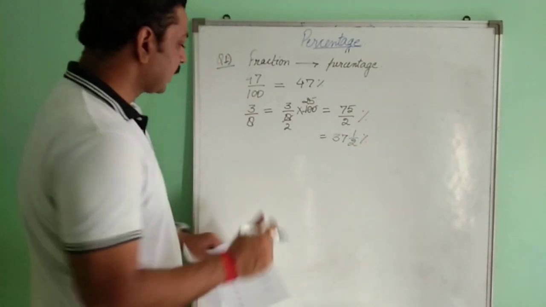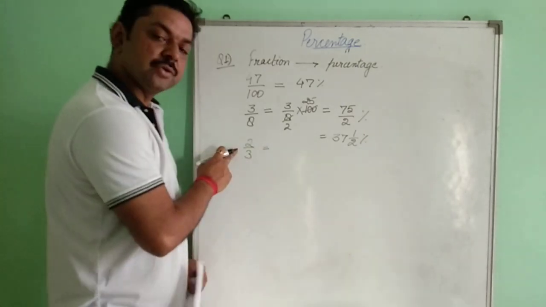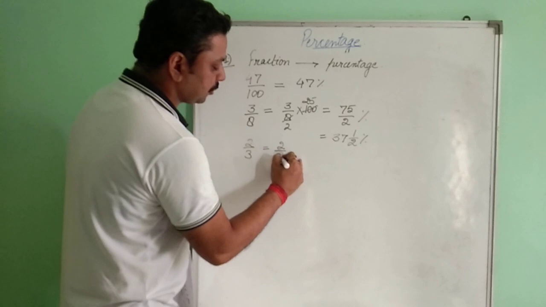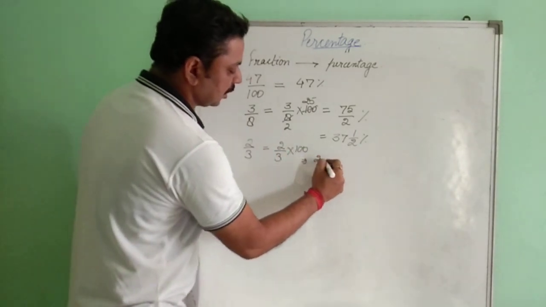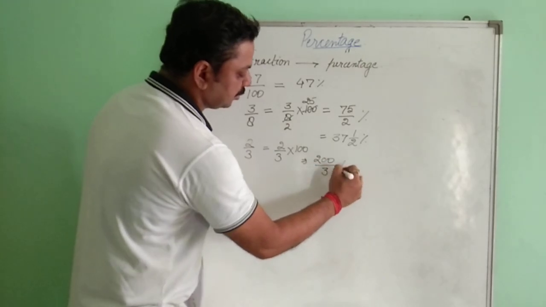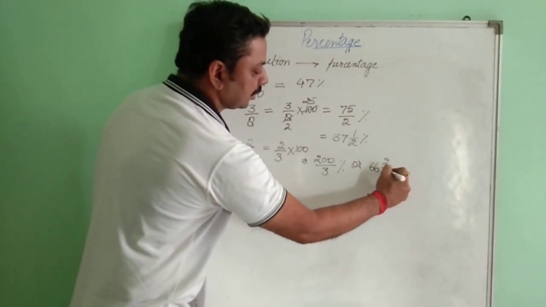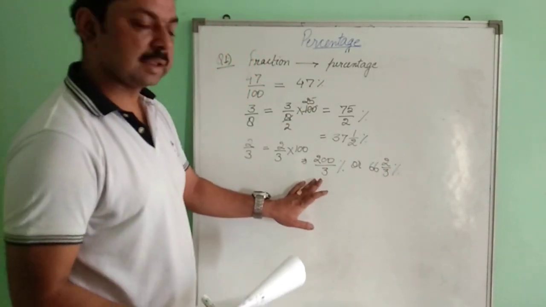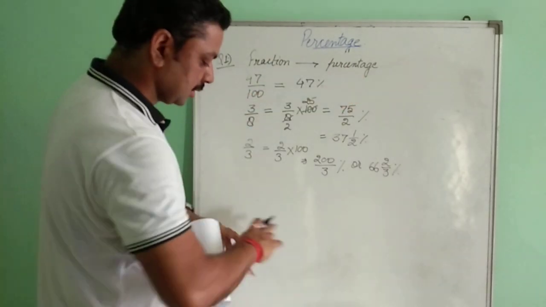Clear? Then the third one, 2 by 3. Now you need to convert this into percentage again. So 2 by 3 into 100, you will get 200 upon 3%, or you could convert it into 66 2 by 3%. These are the examples of converting a fraction into percentage. Clear?